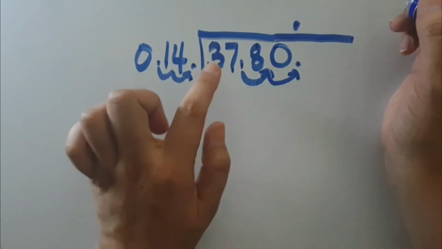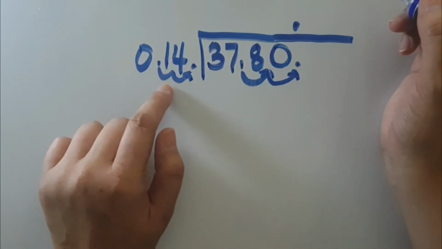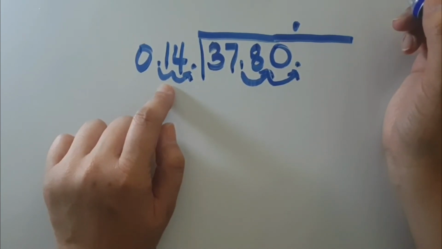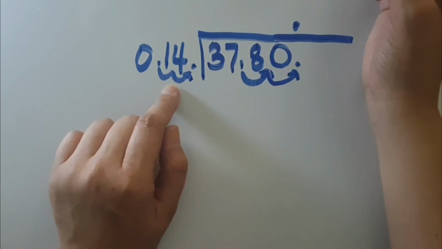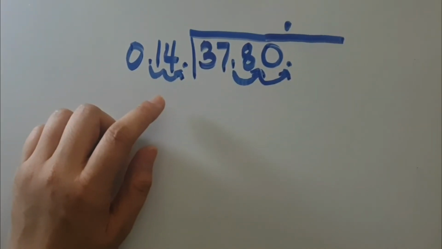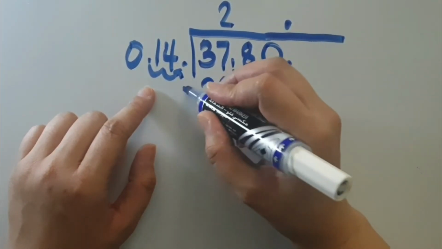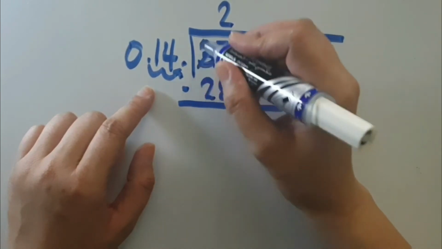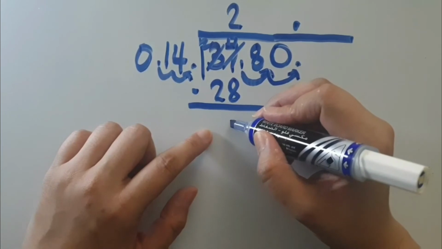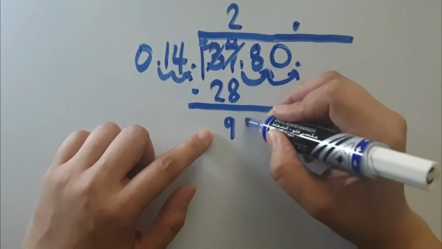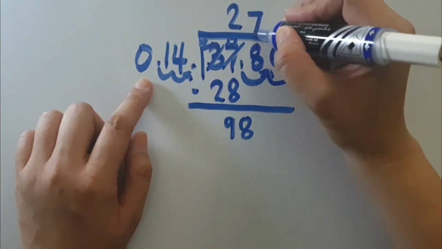Then we can divide. We now have 3,780 divided by 14. So we will start with 37. 37 divided by 14 is 2. 2 times 14 is 28. And then subtract. 7 minus 8, that cannot be. So we borrow from 3. This will be 17 minus 8 is 9. Bring down 8. 98 divided by 14 is 7.